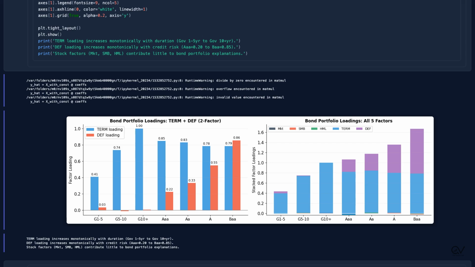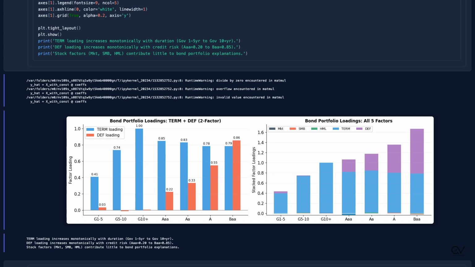The left panel shows the two-factor loadings. TERM rises with duration exactly as you'd expect. 0.41 for 1 to 5 year governments, 0.74 in the 5 to 10 bucket, and 1.00 at the long end. DEF is flat at essentially 0 across all 3 government portfolios, then climbs monotonically with credit risk, 0.22 for AAA, 0.33 for AA, 0.55 for single A, and 0.86 for BAA. That is the credit spread being priced, 1 rating notch at a time.